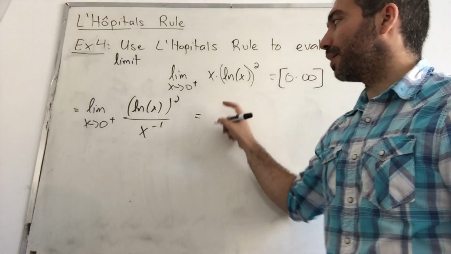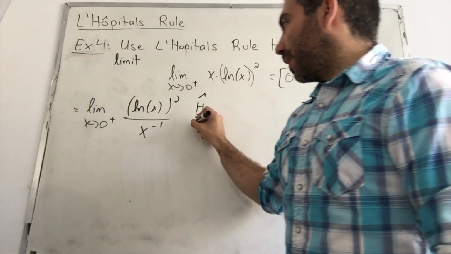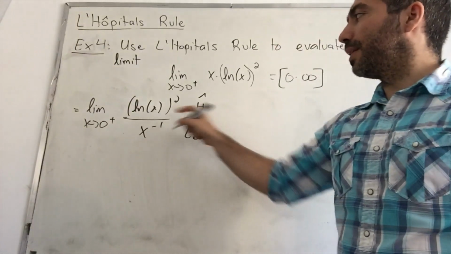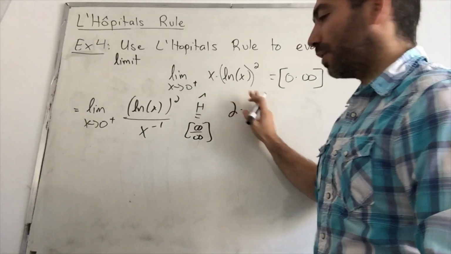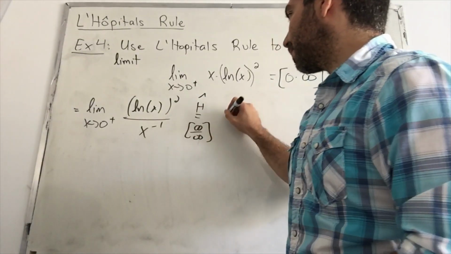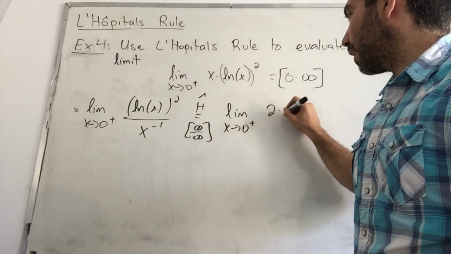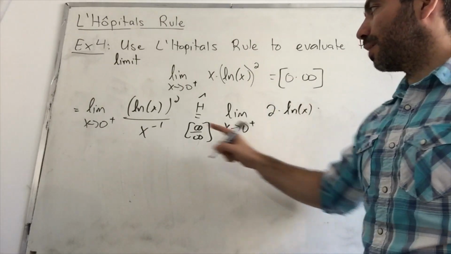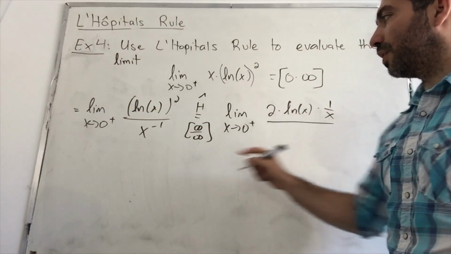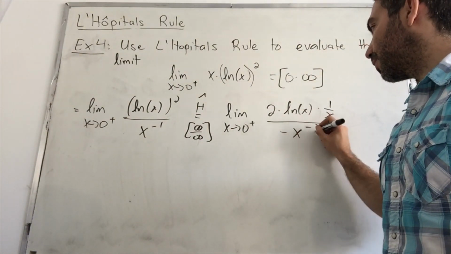Substituting 0 plus, we get ln of 0, so we have infinity over infinity. And now we can take the derivative of the top. Common mistake, don't forget to write the limit. Derivative of the top is 2 times ln of x times the derivative of the inside, which is 1 over x, over the derivative of x to the negative 1, which is negative x to the negative 2.